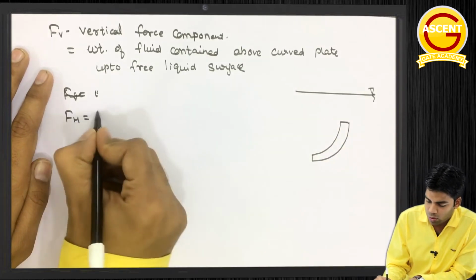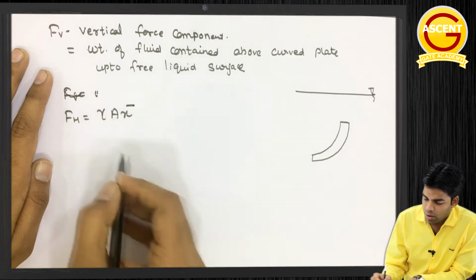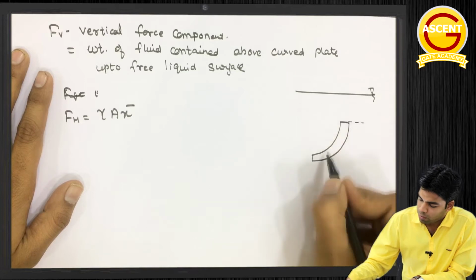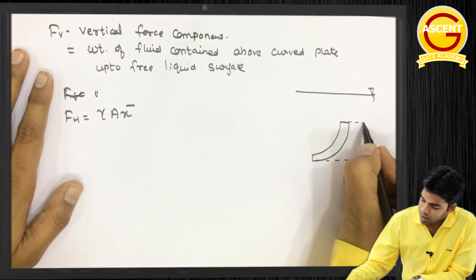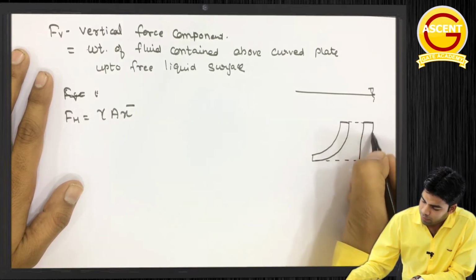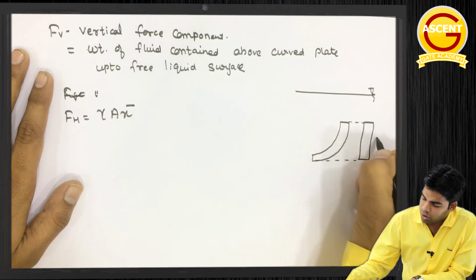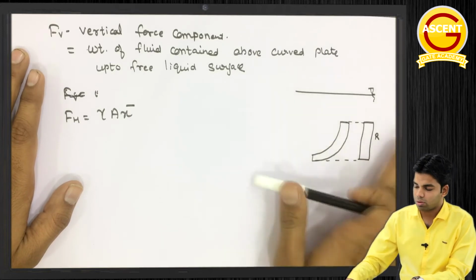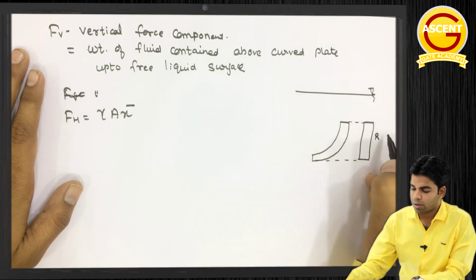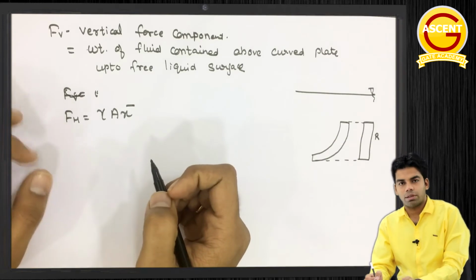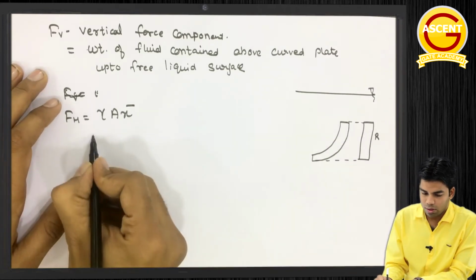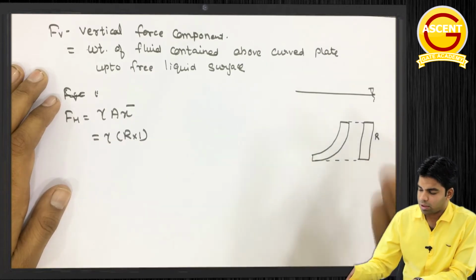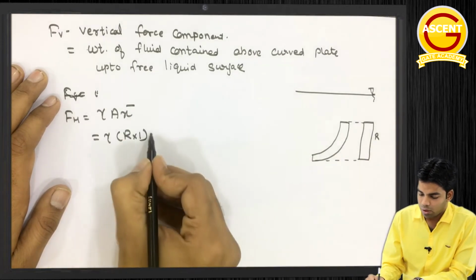This FH, as I told you, is gamma A x bar. Okay, and here A will be equal to the area of this vertical projection. So we will project it, and when we project this curve, we will get a rectangle. Okay, rectangle of what dimension? Of R by thickness, and thickness in the perpendicular direction to this paper is suppose 1. So this area will be equal to R into 1. Getting this or not? Okay, so this will be equal to gamma into R into 1, vertical projection, that means a rectangle of R by 1, into x bar.